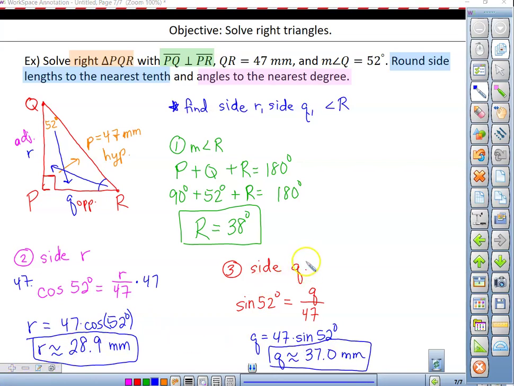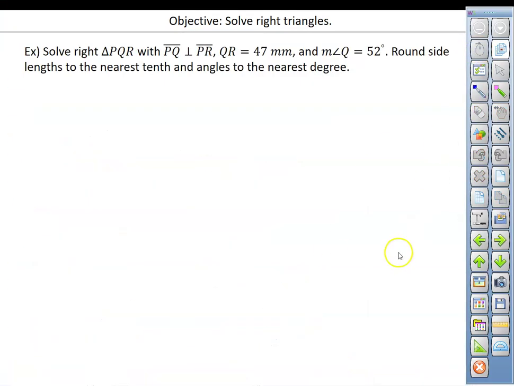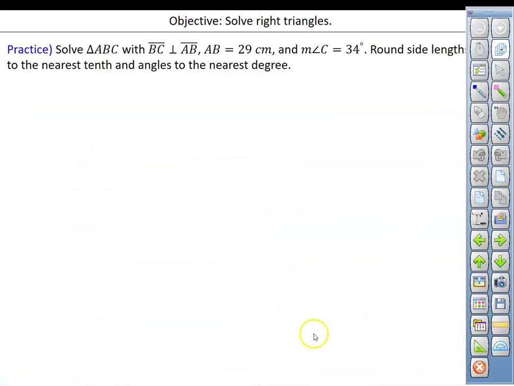All right, so that finishes this problem. We have found the three unknown measurements. There will always be three when we are solving a right triangle of this type. And so now we can take a look at a practice problem. So again, I would recommend you pause the video here, give yourself a chance to try this one on your own, and make sure that you are understanding everything.